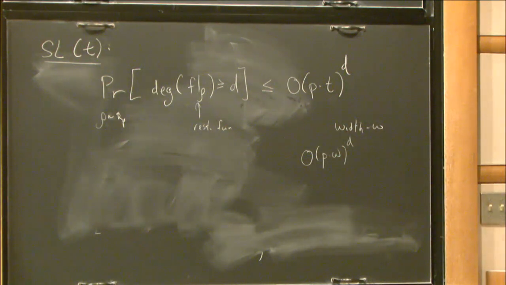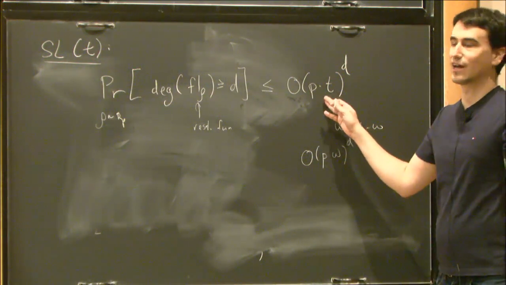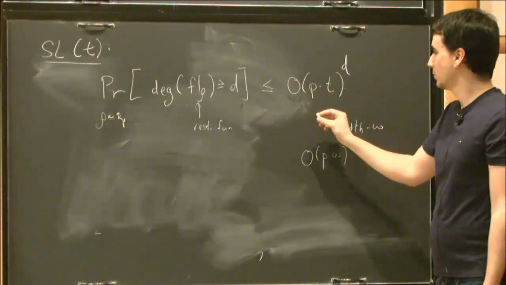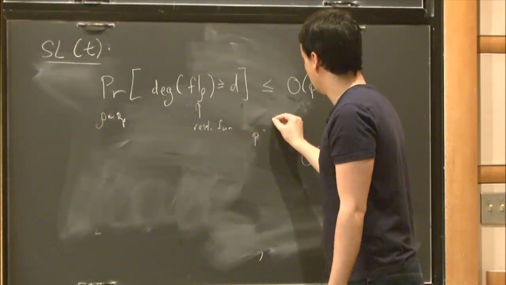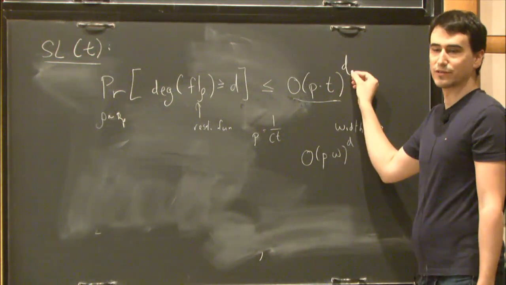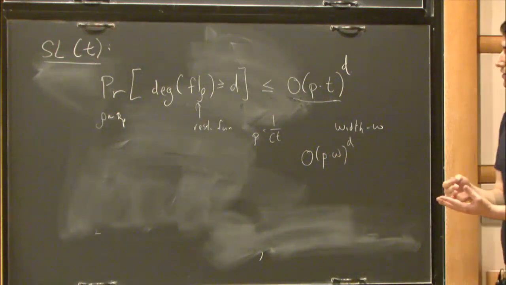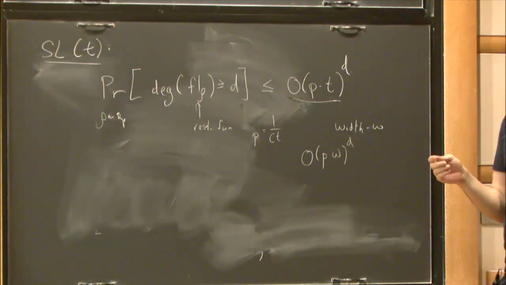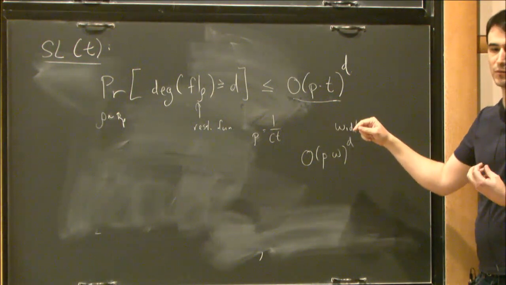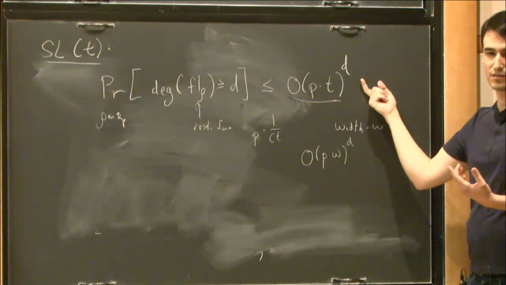So p is usually chosen to be like 1 over 10, in order for this to be something meaningful. This is a probability, so you want it to be much smaller than 1. So you pick p to be 1 over some constant times t, such that this will be a small constant to the power of d. So what does it tell us? It tells us that under random restriction, there is no weight above level d with very high probability. The probability that there is some weight is exponentially small in d.